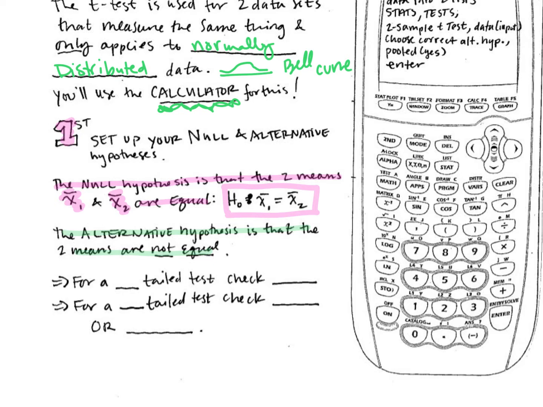So for a two-tailed test, you would be on both sides of your normal distribution, like up here. You are going to check that the first mean is not equal to the second mean. For a one-tailed test, which is what we have in our example that we did in class, you just check that one of them is either less than, or it could also be greater than, but you would see it.